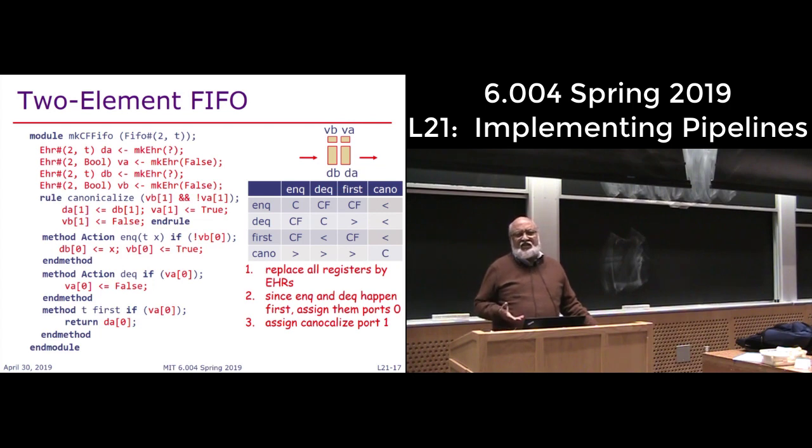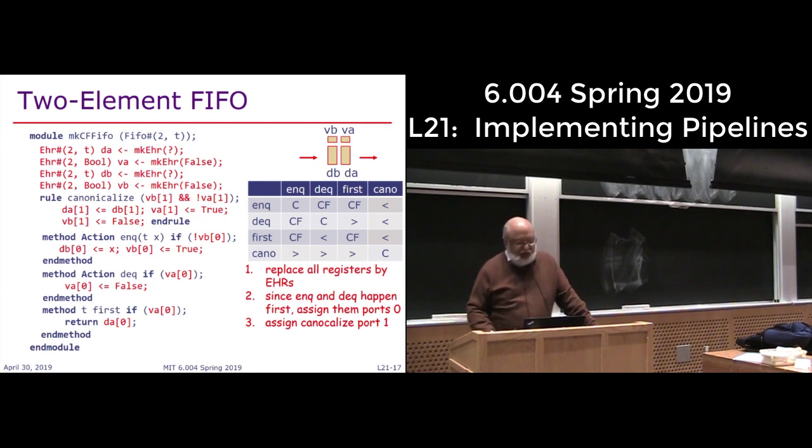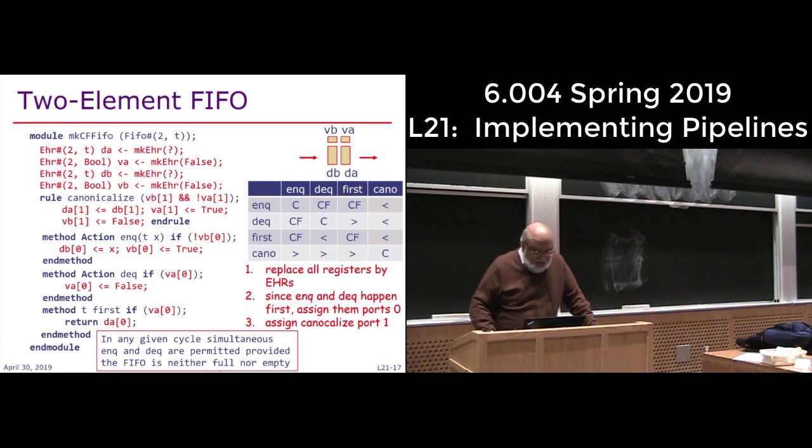You will have to look at this code for a few minutes to figure out that I didn't cheat here. But I'm just giving you the mechanical rule. If you have already figured out that you want NQ and DQ to happen before canonicalize, just assign zeros, right? 0 indices to that. And once you do that, it'll do the right thing for you. It'll produce the right circuits for you. In any given cycle, simultaneous NQ and DQ are permitted, provided the FIFO is neither full nor empty, which is the condition you wanted, right, in this case. And there will be no dead cycle in this.